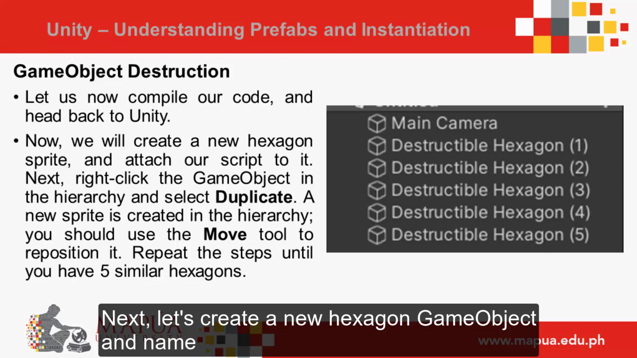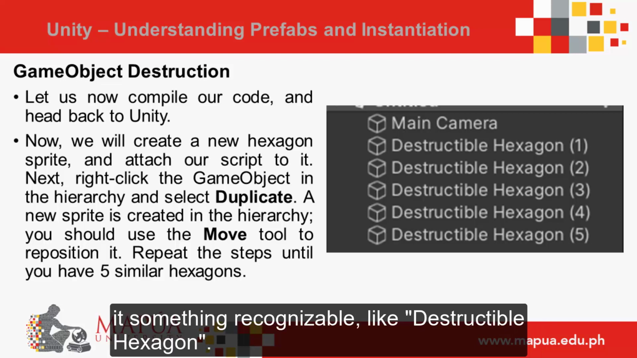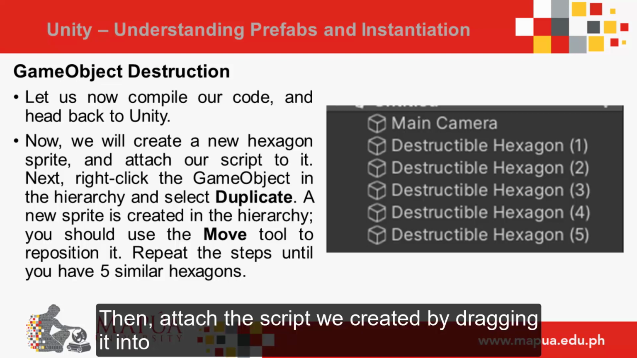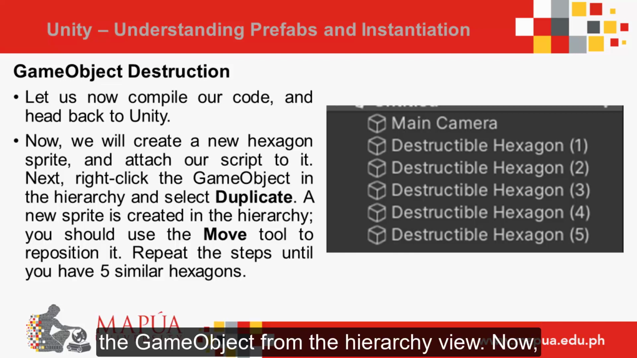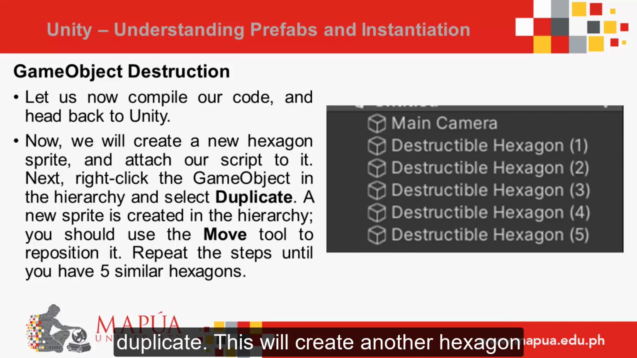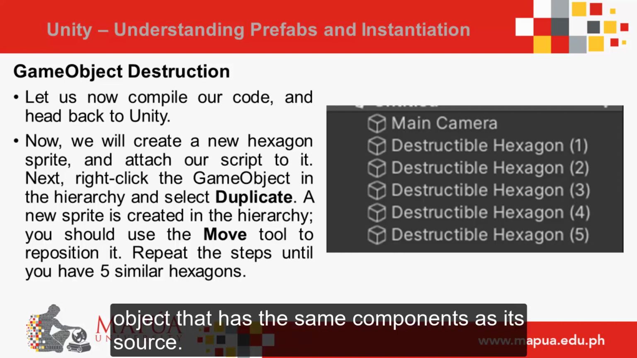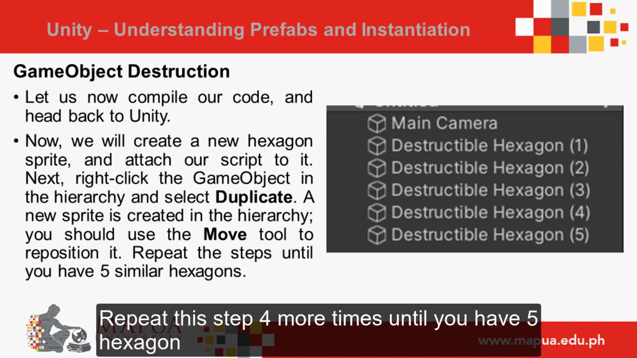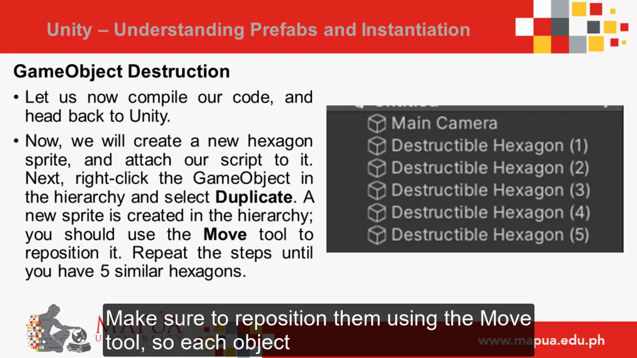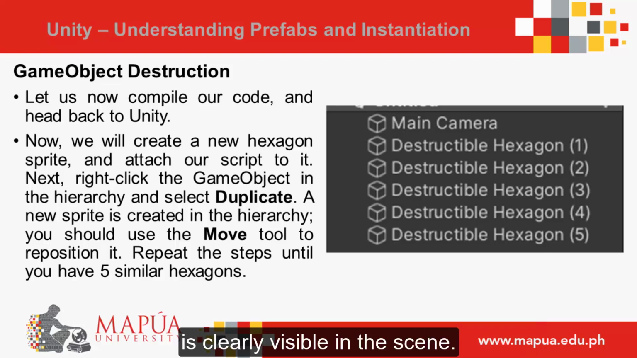Next, let's create a new hexagon GameObject and name it something recognizable like destructible hexagon. Then, attach the script we created by dragging it onto the GameObject from the hierarchy view. Now, right-click on the GameObject from the hierarchy view and select Duplicate. This will create another hexagon object that has the same components as its source. Repeat this step 4 more times until you have 5 hexagon game objects in the hierarchy view. Make sure to reposition them using the Move tool so each object is clearly visible in the scene.